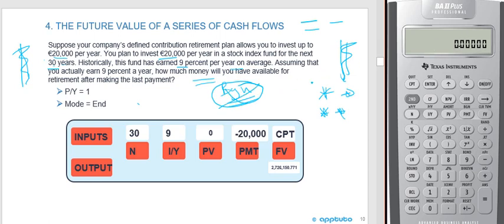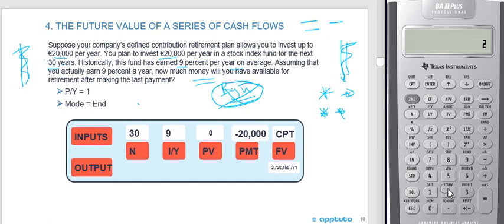So my calculator is in the ending mode, okay? Again, better safe than sorry, I'm going to check my calculator. Second P/Y, yeah, I'm in 1, annual payments, and I'm in the ending mode. So starting from left to right, it's going to be 30 N for 30 years. I plan to invest for 30 years. And the interest rate is 9%, the average long-term return on stocks. No present value. I'm just starting my payments now.